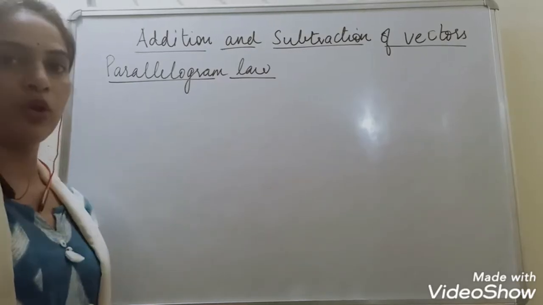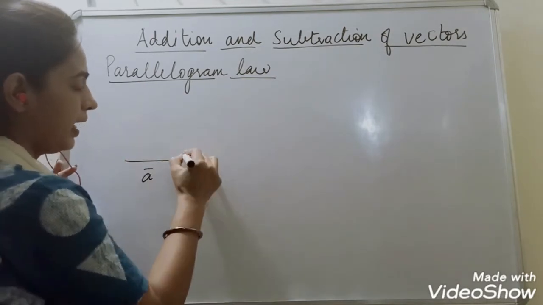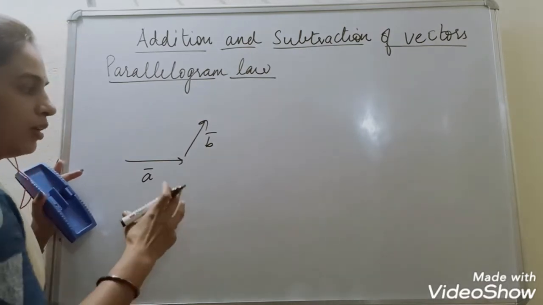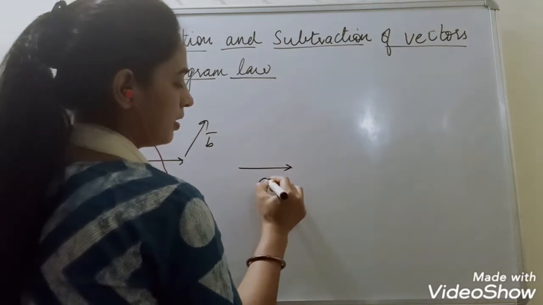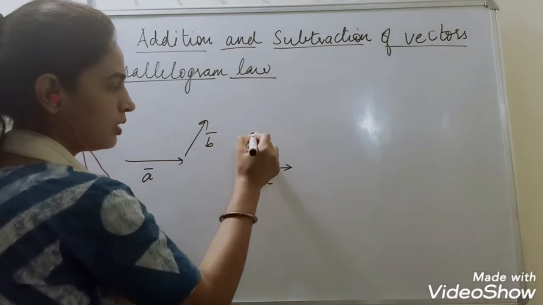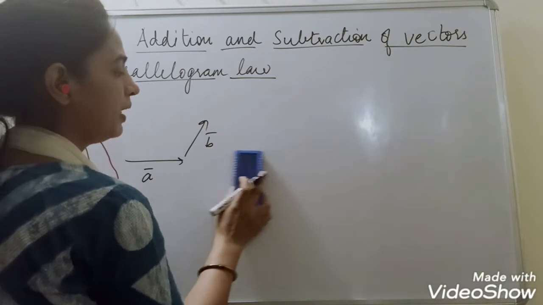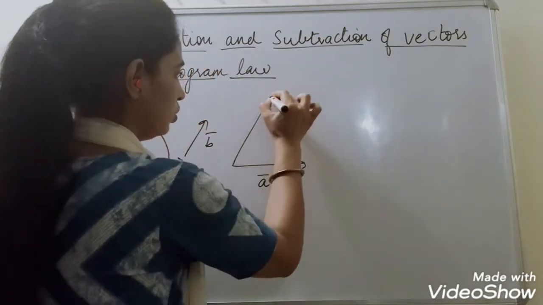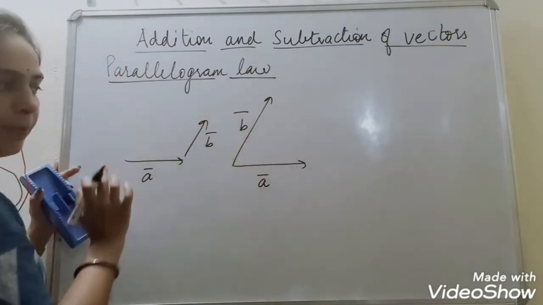So the parallelogram law of vector addition says if you have 2 vectors, vector A and vector B like this, and you want to add them, then first you join them tail to tail. That is, this is vector A, shift this vector parallelly and join these 2 vectors tail to tail. Okay, I'll draw a bigger diagram. So if this is vector A, join the vector B by shifting it parallelly.